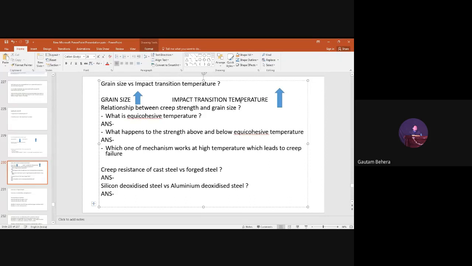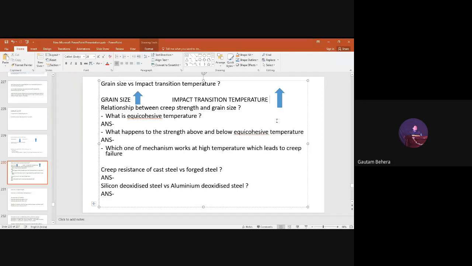So impact transition temperature increases with increasing grain size. That means a bigger grain size will break easily by brittle nature. In other words, a bigger grain structure will break easily by brittle mode when we are reducing the temperature, because there is a ductile to brittle transition temperature, right?